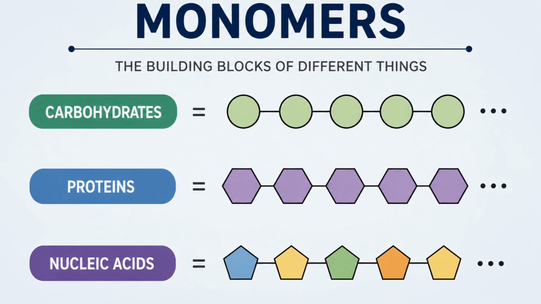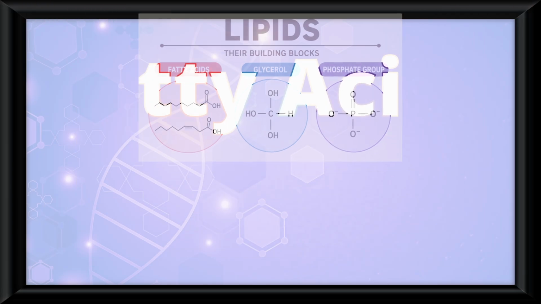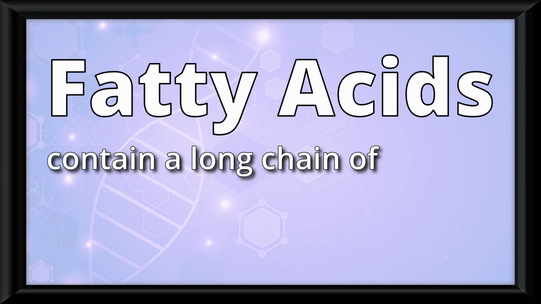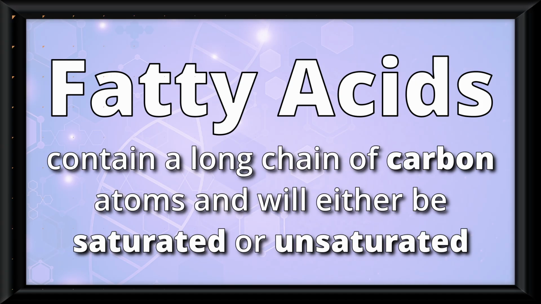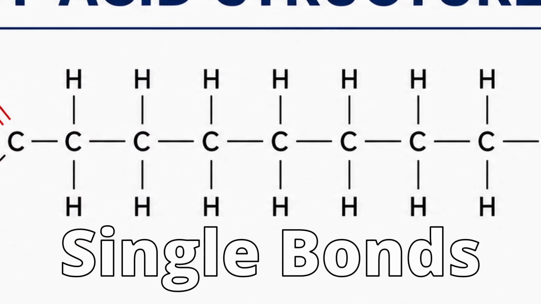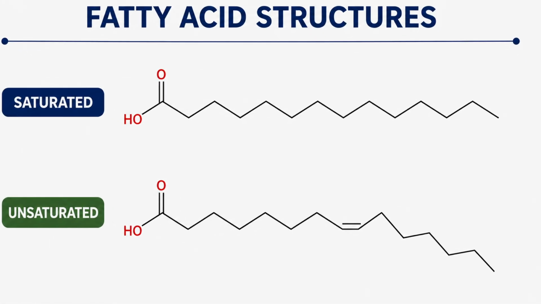Similar to monomers, lipids have building blocks that make up themselves, and a big example of these building blocks are fatty acids, which will be present in some lipids. Fatty acids contain a long chain of carbon atoms and will either be saturated or unsaturated. If we were to look at a saturated fatty acid, what you see is only single bonds between its carbon atoms. Also, organic chemistry tends to simplify this down into something that just looks like this with a simple line.